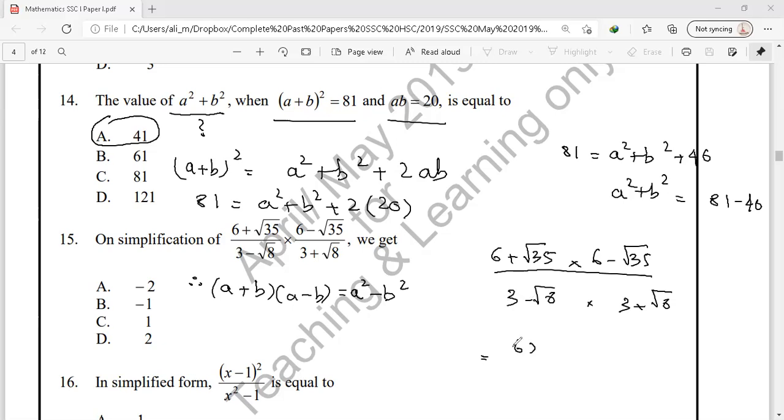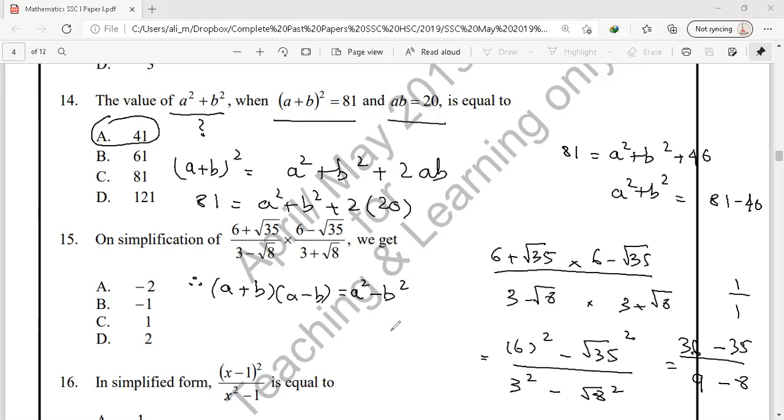So this will become 6 square minus square root 35 square, and in the denominator 3 square minus square root 8 square. So 6 square is 36 and square root 35 square is 35. In the denominator we get 9 minus 8, so 1 over 1. So the correct option for question number 15 is option C.